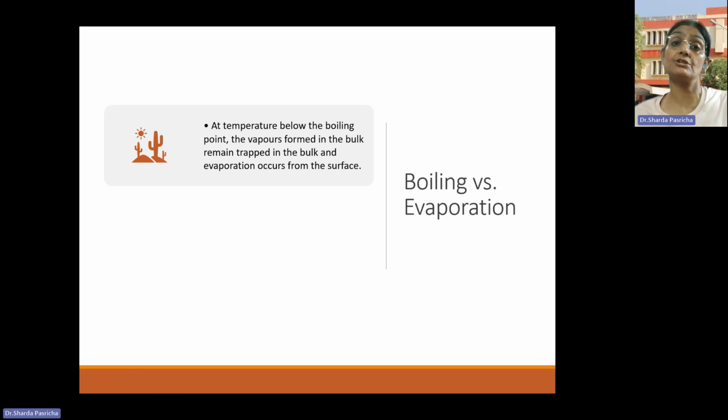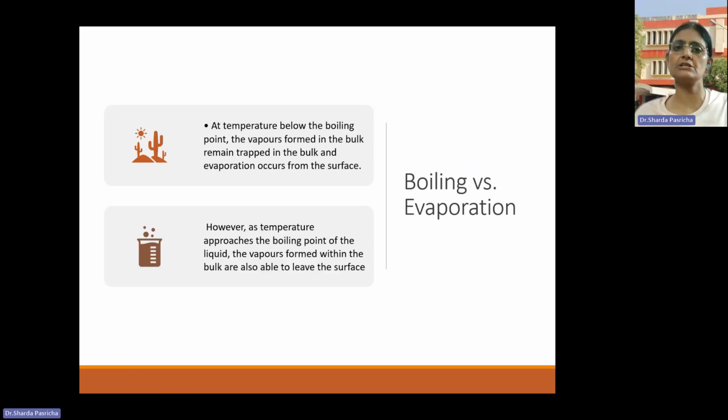Now, at temperatures below the boiling point of the liquid, the molecules in the bulk do not have enough energy. So only the molecules at the surface have enough energy to move into the vapor state. But as the temperature rises, more and more of molecules have enough energy to overcome the intermolecular forces of attraction. And at the boiling point of the liquid, the molecules in the bulk also have enough energy to overcome the intermolecular forces of attraction and move into the vapor phase. And then we say that the boiling is taking place.